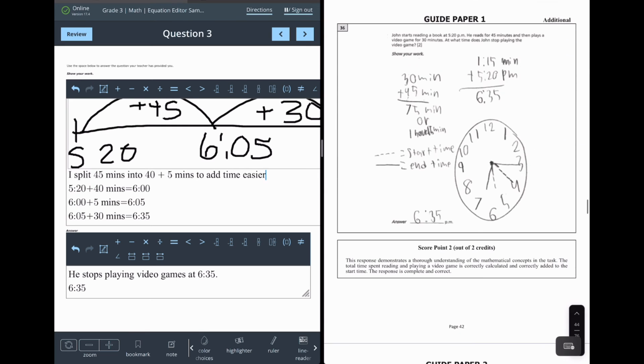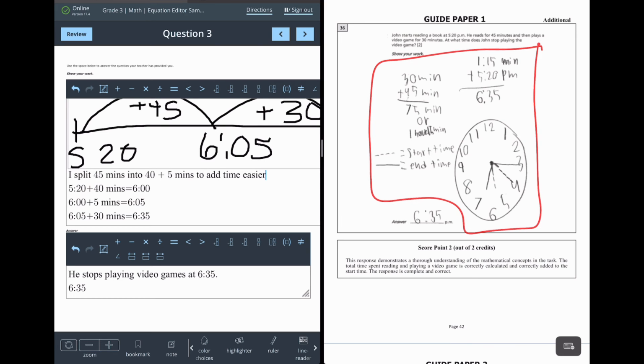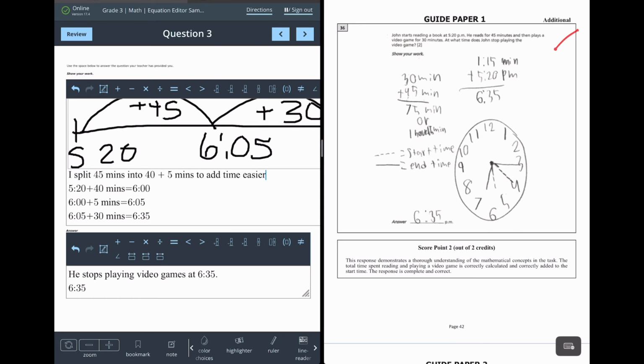So here's the first kid. First kid has an awesome drawing, and he's showing how he's adding the times to get the 1 hour and 15 minutes, and then added that to get 6:35. So that's full, and this picture shows his work. My question is, how would we type this picture in our equation editor? Because it's not easy to draw this circle and all these little dots. So that would be my question.